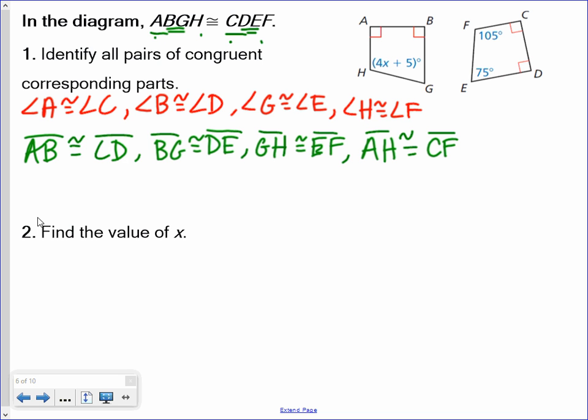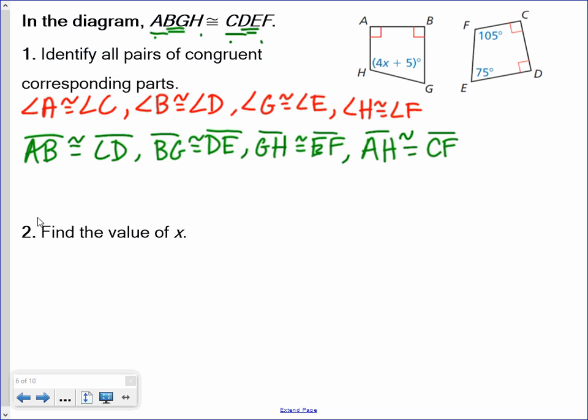So that's part 1. If it says just list all the pairs of congruent parts, that's all of your angles and all of your sides that are in matching positions, or when you look at your congruent statement like we did. So now again, we're going to use this to find x. So let's look at our picture here and find where x is.